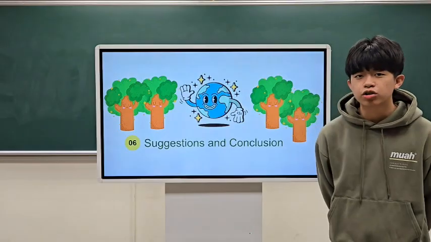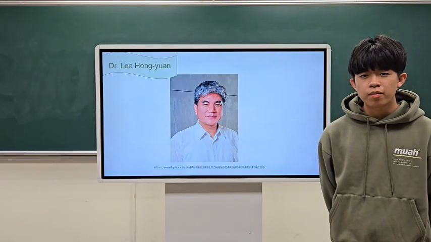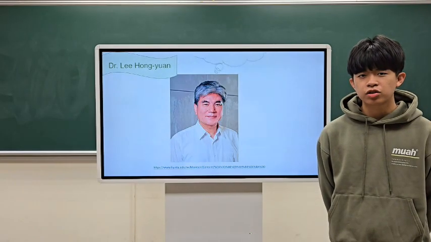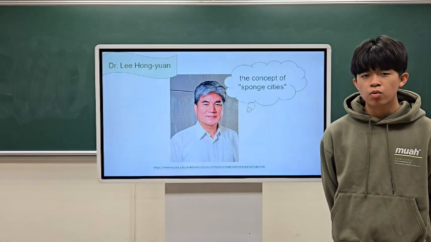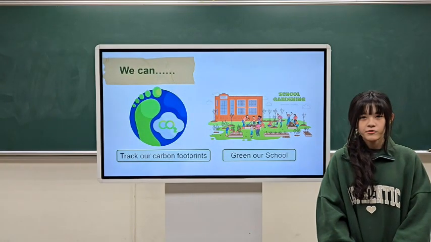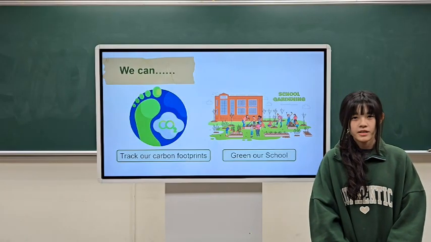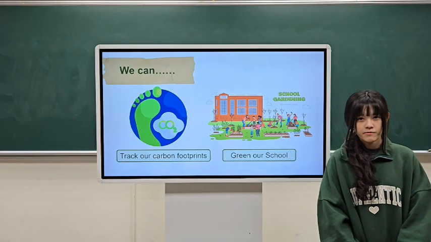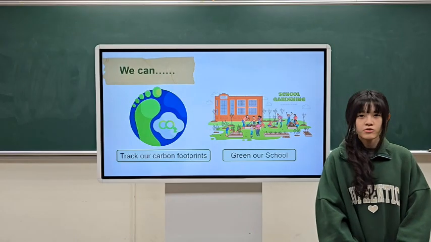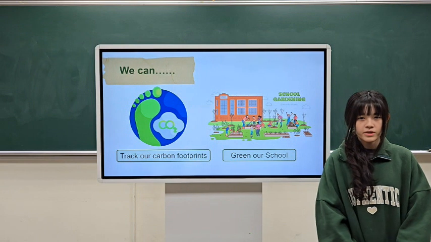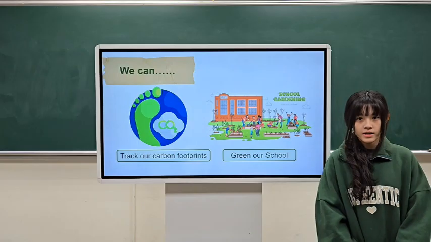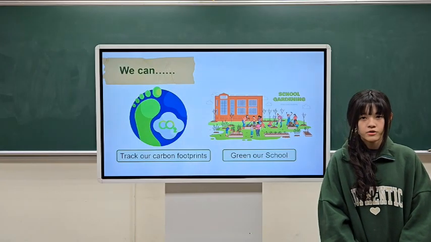Next, suggestion and conclusion. In Taiwan, one of the prominent experts in greening is Dr. Li Hongyuan. He has introduced the concept of sponge cities, which helps cities absorb rainwater more effectively. As a student, we can track our carbon footprints. By monitoring our individual or collective carbon emissions, we can reduce energy use and waste. We can also green school grounds. Transforming school grounds into green spaces such as gardens helps absorb CO2, improve air quality, and creates a healthy environment for students.